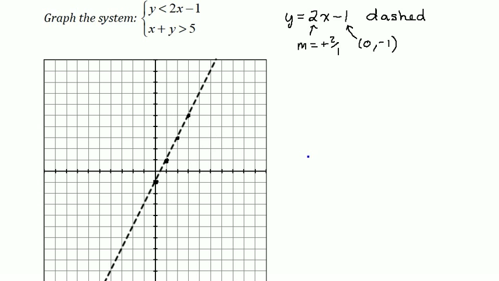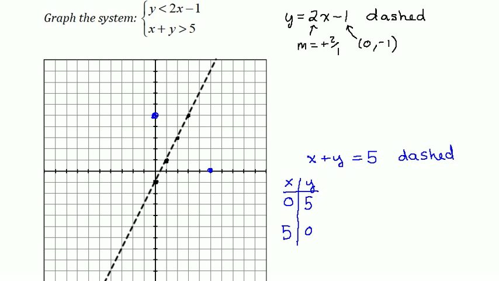Next, going on to the equation x plus y equals 5. This will also be dashed. I would probably do this one by intercepts, although it certainly works to do this by y equals mx plus b as well. Note that if x is 0, then y is 5, and if y is 0, then x is 5. So we can very quickly get 2 points that are on this line, and then draw the dashed line that passes through them.